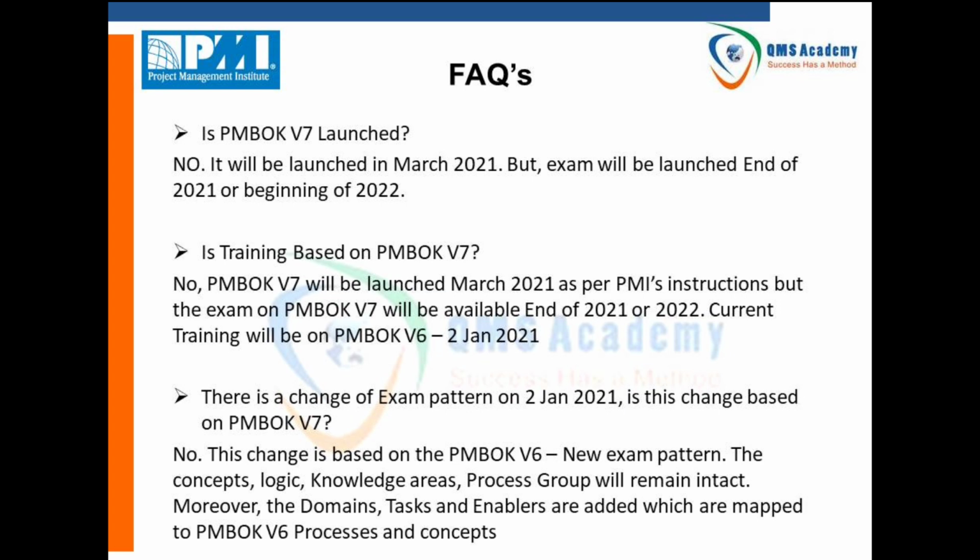Which means we are going to explain to you what the 3 domains are, what the tasks are, what the enablers are. Is there a change of exam pattern on 2nd Jan 2021? Is the change based on version 7? Answer is no. This change is based on PMBOK version 6, the new exam pattern. The concepts, logic, knowledge areas, and process groups will remain intact. Moreover, the 3 domains have been added, tasks have been added, and enablers have been added. But all of these are mapped to the existing PMBOK version 6 processes and concepts.